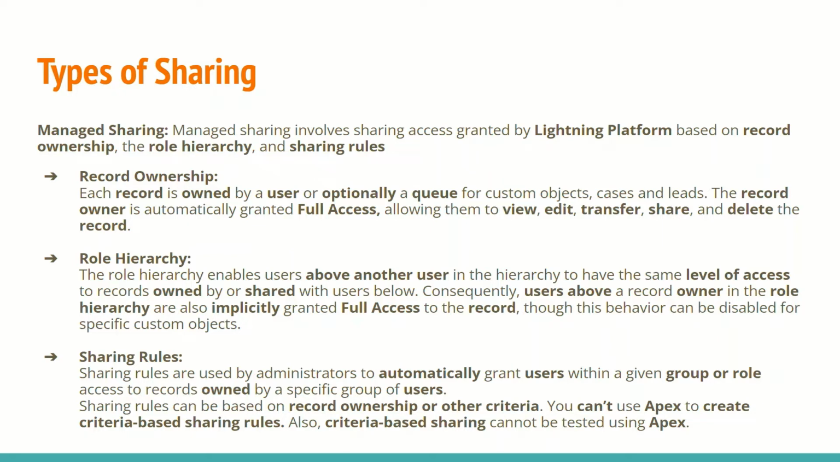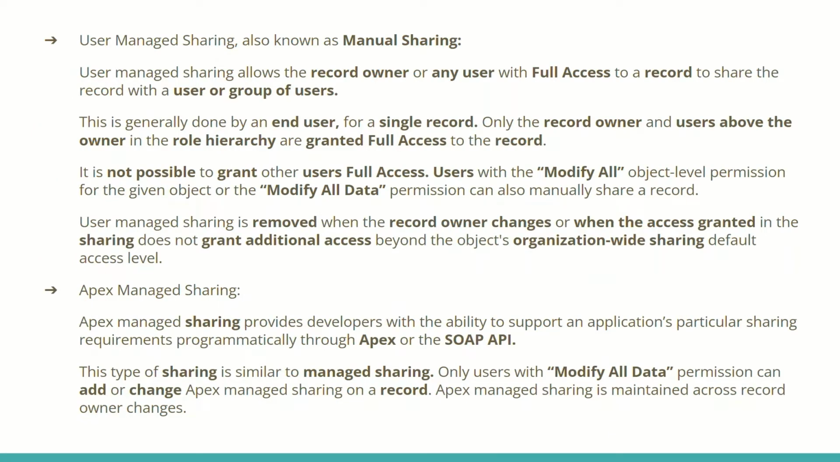Then we have sharing rules. Sharing rules are used by administrators to automatically grant access within a group or role to records owned by a specific group of users. As its name suggests, there are some specific rules, or some criteria according to which we want to share the record with a group of users. So we can use sharing rules. It can be a criteria-based rule, or it can be an ownership-based rule. There are two types in sharing rules.